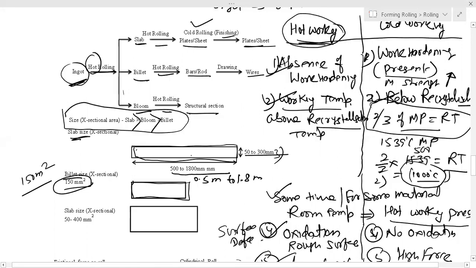Length can be anything, and the billet is 150 millimeter square maximum. Right? You can calculate this. And the slab size is this much, 50 to 400 millimeter square. Sorry, that is your bloom, right? This is your bloom. Actually, copy paste was the problem. This is your bloom, right?